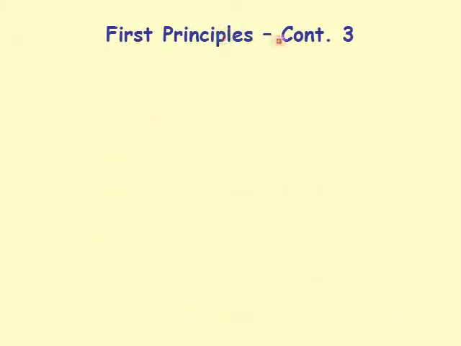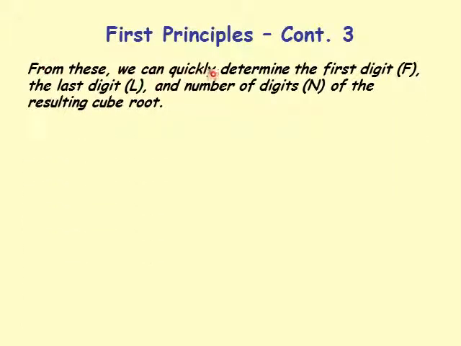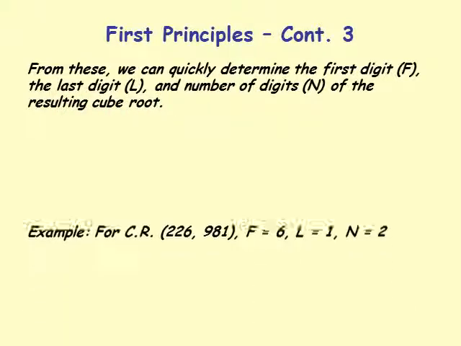Now continue with first principle still. From these we can quickly determine the first digit, which we call f, the last digit denoted by L, and the number of digits denoted by n of a resulting cube root. So if we have a perfect cube, we can determine the first and last digits and the number of digits of that cube root. Let's continue here.